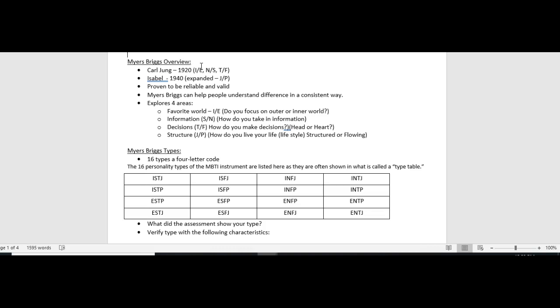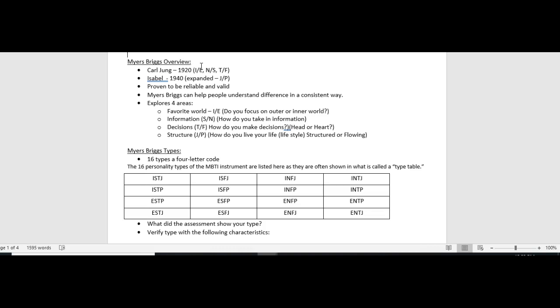This method has been proven reliable and valid. Interesting point, Isabel Briggs was not a psychologist. She did not have a medical background, but she had a deep interest in people being successful. And that's why she started digging into this. She wanted to make a methodical way of understanding people and helping other people understand people.